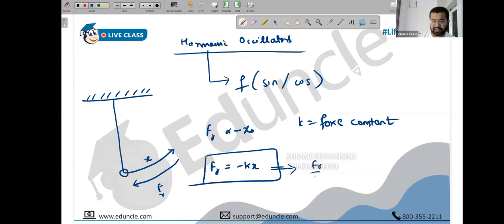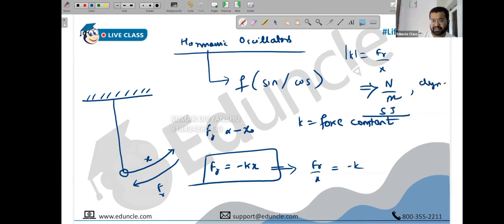So that's also fine. So Fr upon x, this is minus k, or you can say the magnitude of k is Fr upon x. So what will be the SI unit? Force is Newton, x is meter. So this is the SI unit of k. Then what about the CGS unit? Force is dyne, x is centimeter. So dyne per centimeter, that's the CGS unit. Okay? Copy this much.